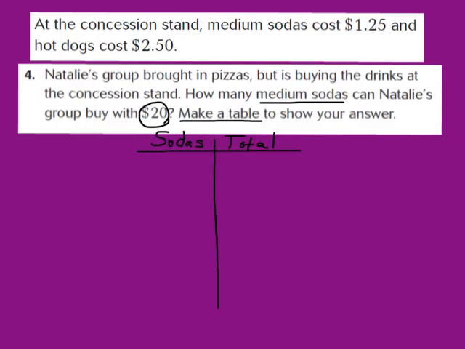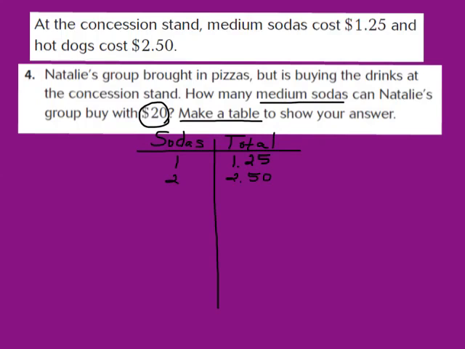Now I'm going to start out with one soda. So I'm going to write down my 1. And I know that the cost of one soda, based on my information that's given, is $1.25. So for one soda, my total is going to be $1.25. Well, I can't stop there because I'm trying to get to that $20. So I'm going to continue on with my table. And I'm going to write down a 2 to represent now purchasing 2 sodas. Well, when I add 125 plus 125, that's going to take me to a total of $2.50.